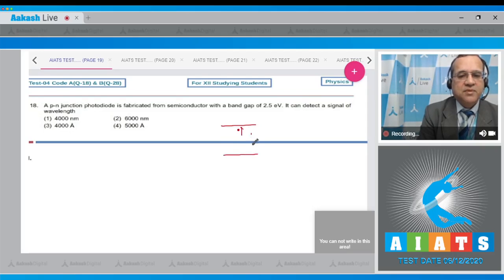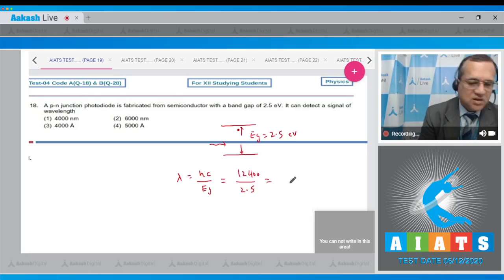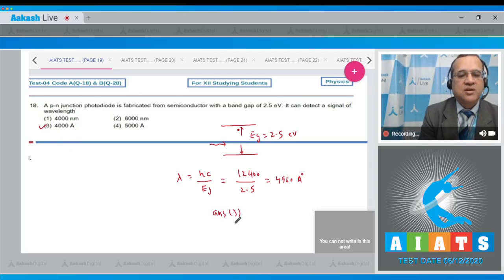Now the energy gap is given to be equal to 2.5 electron volt, right? And the wavelength requirement will be lambda equal to hc by the energy, and in terms of electron volt, this becomes 12,400 divided by 2.5, which comes to be 4960 angstrom. So all wavelengths less than this will be detected, and the only option is 4000. So the answer to this question is option number 3.